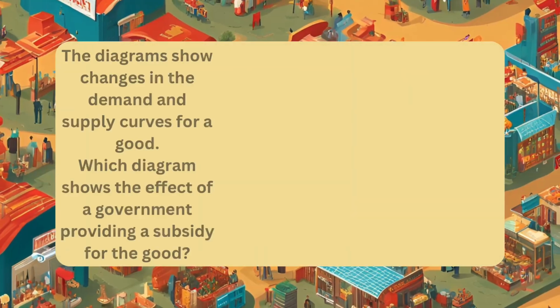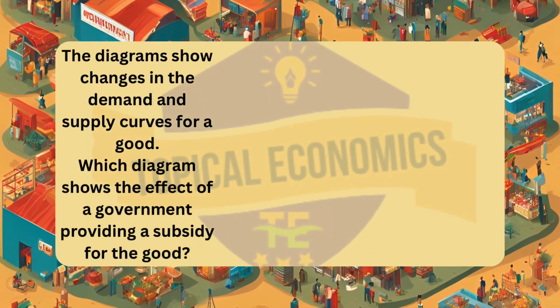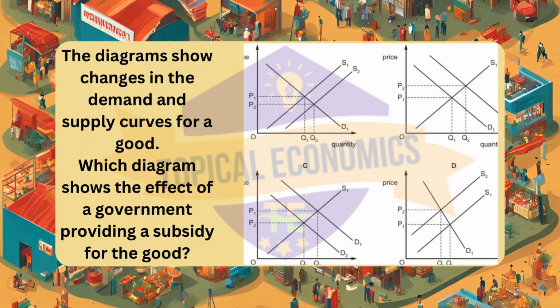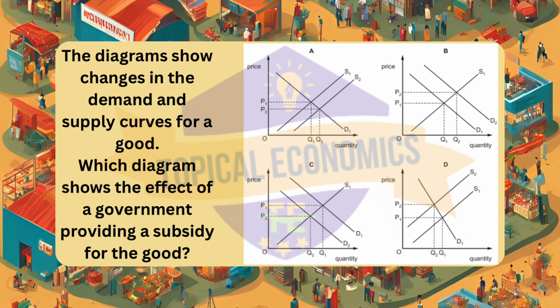Moving to the fifth question. The diagrams show changes in the demand and supply curves for a good. Which diagram shows the effect of a government providing a subsidy for the good? This question is from year 2021 October-November version 1 paper. The correct answer for this question is option A.